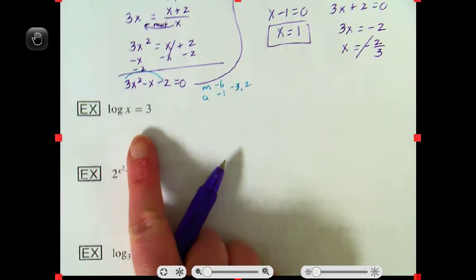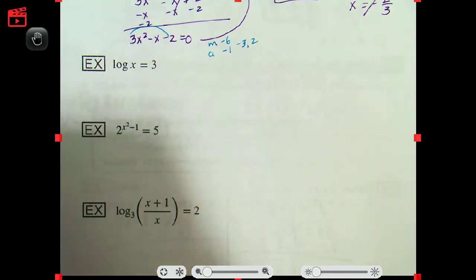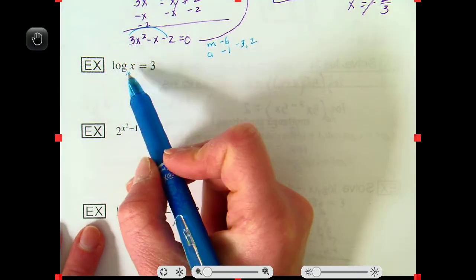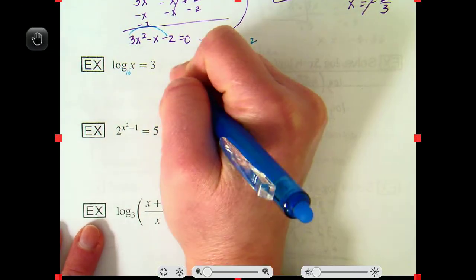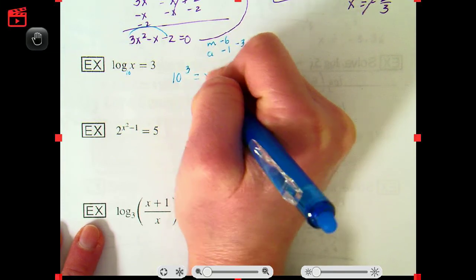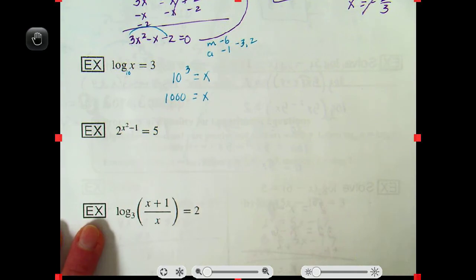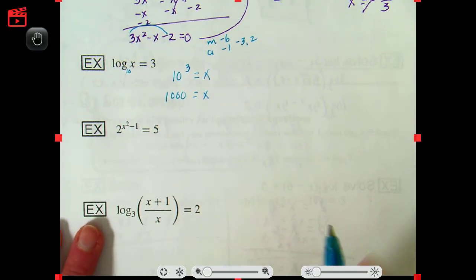I've had people stare at this one for a very long time, and as soon as I say, hey, what's your base? They're like, oh, and they get it. Base of 10, so if I start with my base of 10 to the power of 3 is equal to x, 10 cubed is 1,000. That's it, you're done. So your base is your friend. Your base will help you.